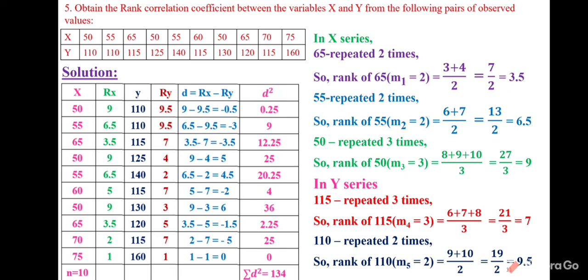Then as usual, square it. D square: 0.5 square is 0.25. 3 square is 9. 3.5 square is 12.25. 5 square is 25. 4.5 square is 20.25. 2 square is 4. 6 square is 36. Minus 1.5 square is 2.25. Minus 5 square is 25. 0 square is 0. The sum of all the values is 134. After getting that, how many numbers are repeated? 1, 2, 3, 4, 5: m1, m2, m3, m4, m5. 5 numbers are repeated, so the formula will be extended for 5 numbers.